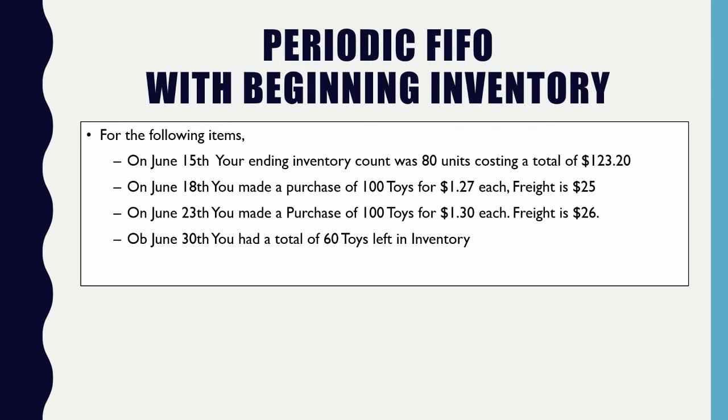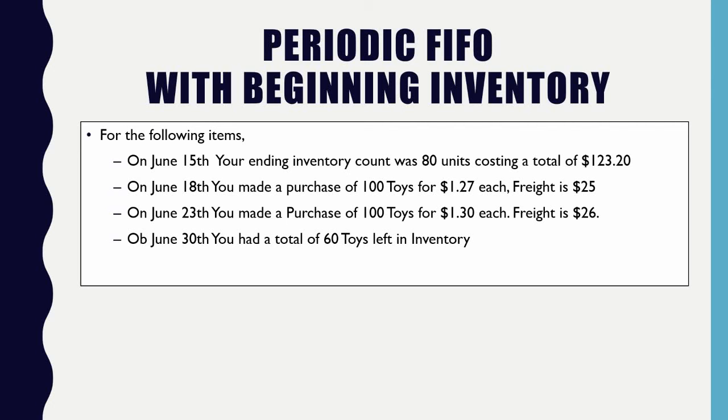So here's one notion that I need to have. On June 15th, your ending balance in inventory was 80 toys. And of course, from solving the previous one, you should know that it cost you a total of $123.20. And good news too is that we only have one batch remaining. So that's already given, all right?